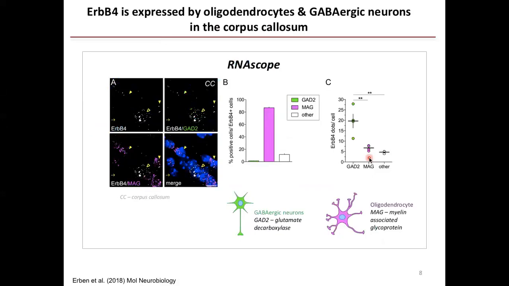To test this hypothesis, I began by resorting to the use of multiplex fluorescent in situ hybridization, RNAscope. ErbB4 was expressed by GABAergic neurons, here in green, and oligodendrocytes in magenta in the corpus callosum. ErbB4 positive oligodendrocytes were numerous and expressed low levels of ErbB4. On the other hand, I only detected a few GABAergic neurons, but they had high expression levels of ErbB4.